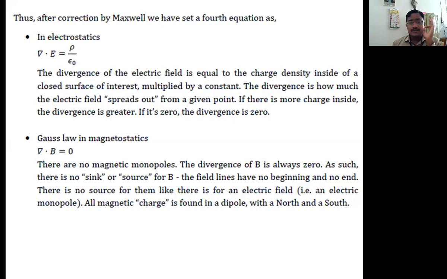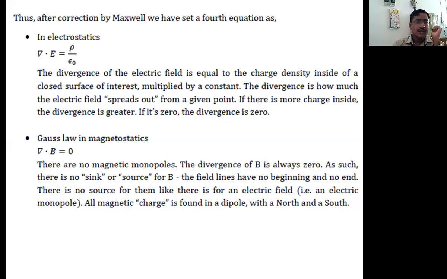But the significance, this is a very important part. When you go to the NET SET examinations, any competitive examinations, or even the interview, they will ask you what is the significance of Maxwell's equation. You should know the significance of Maxwell's equation. What does it signify? The divergence of electric field is equal to the charge density inside a closed surface of interest multiplied by a constant.